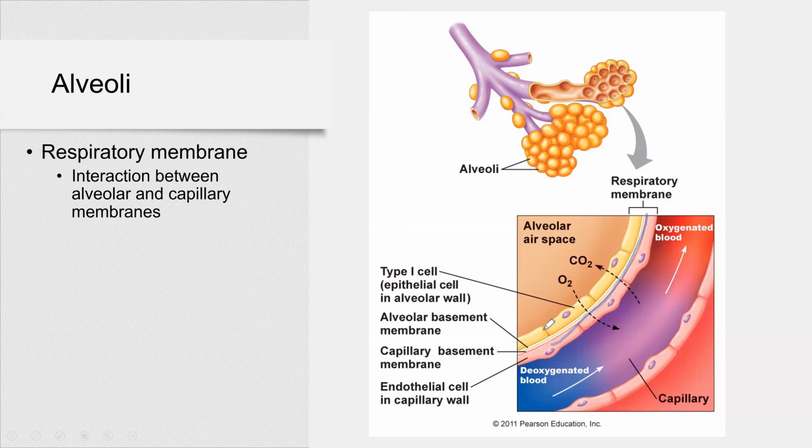So we have type 1 alveolar cells. We have a fused basement membrane, so it's both the alveolar and capillary basement membrane. And then we have endothelial cells. And this structure is the respiratory membrane. And you can see how oxygen moves to the blood and carbon dioxide moves from the blood to the alveolar space. So the respiratory membrane is the interaction between alveolar and capillary membranes.